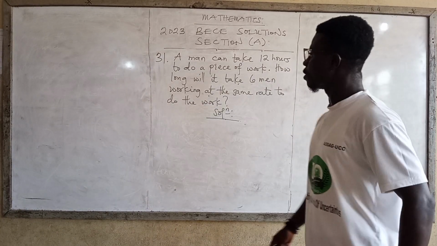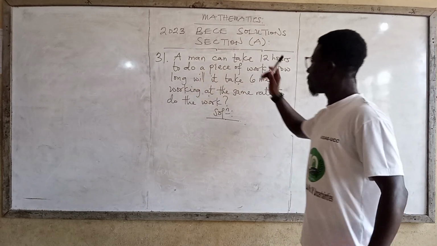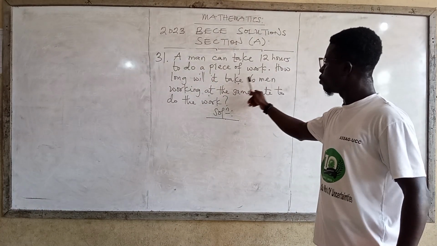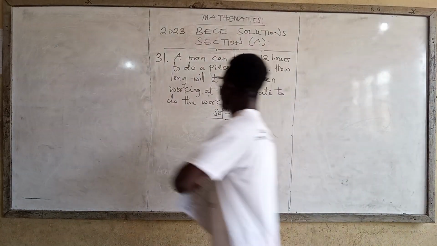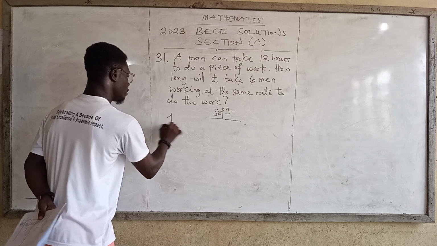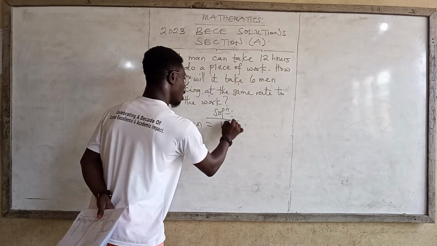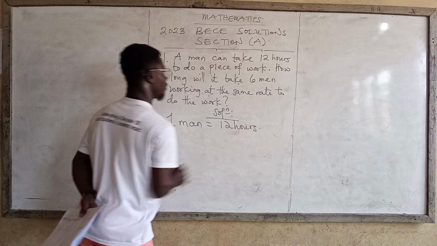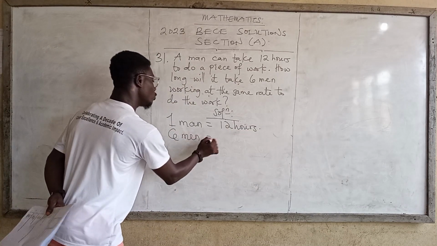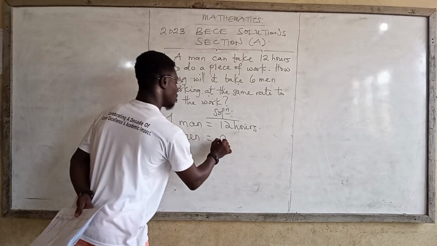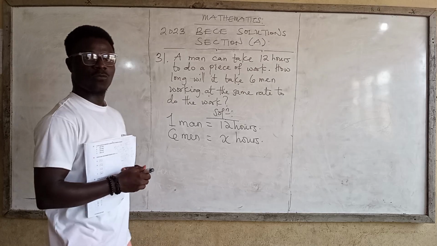Alright, so let's continue. Question 31. A man can take 12 hours to do a piece of work. How long will it take 6 men working at the same rate to do the work? So let's see. One man spends 12 hours to complete a piece of work. Now, what if it is given to 6 men? How long will they complete the same piece of work?